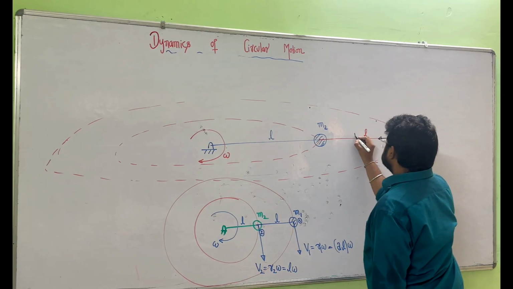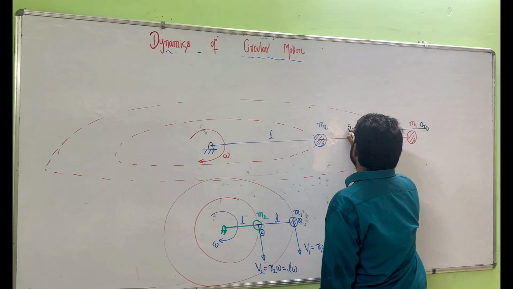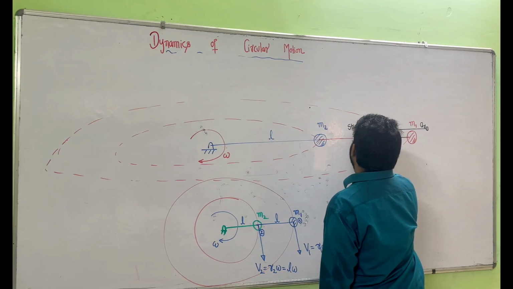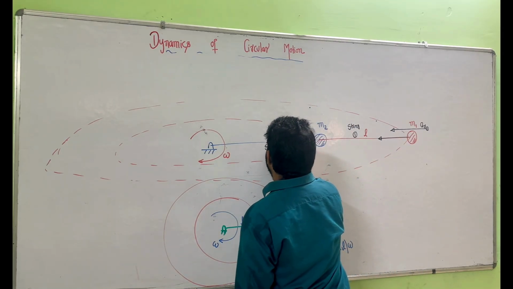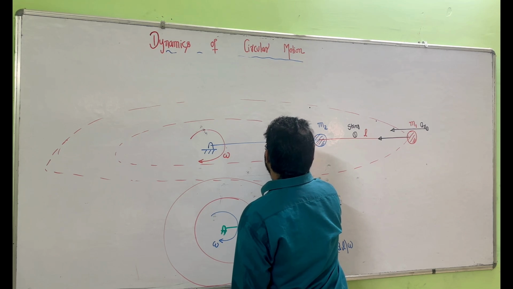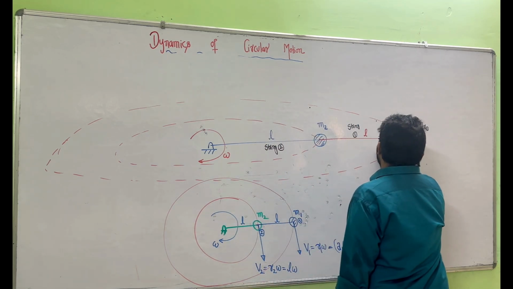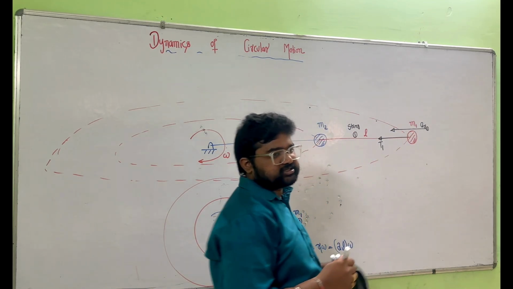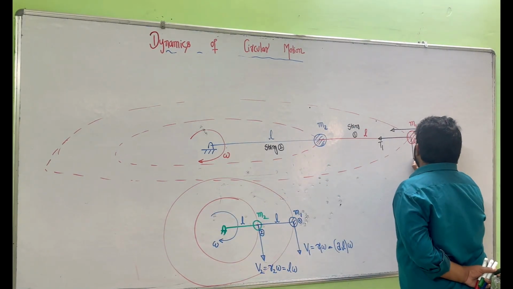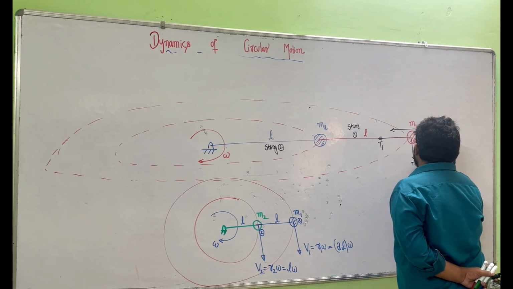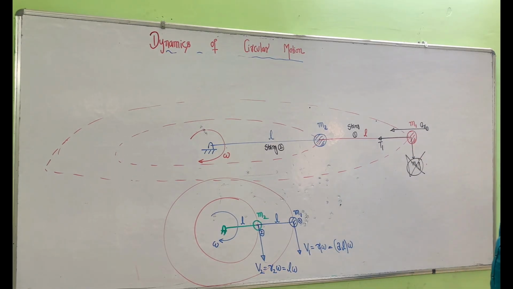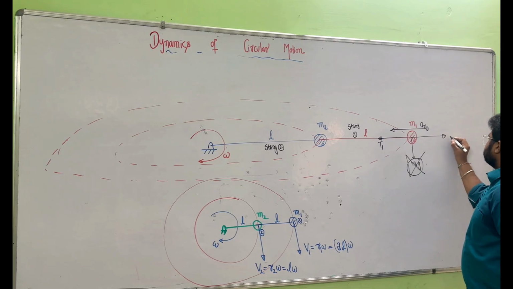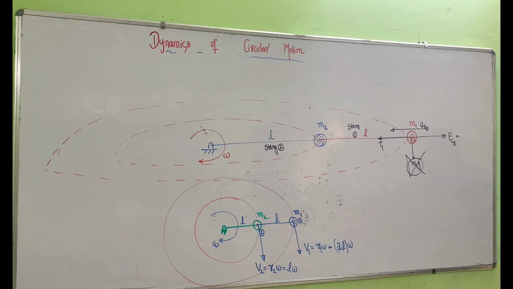So tension in the string: this is string 1 and this is string 2. Tension in string 2, and this is the tension in string 1, T1. M1G is neglected. See here, how much centrifugal force is acting on mass 1? That is nothing but mass into radial acceleration of the point mass.